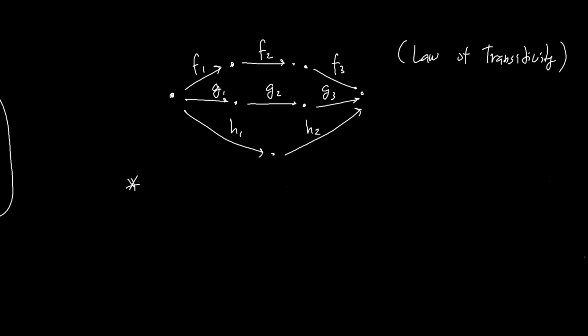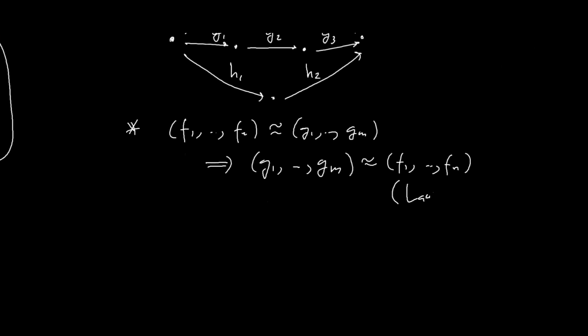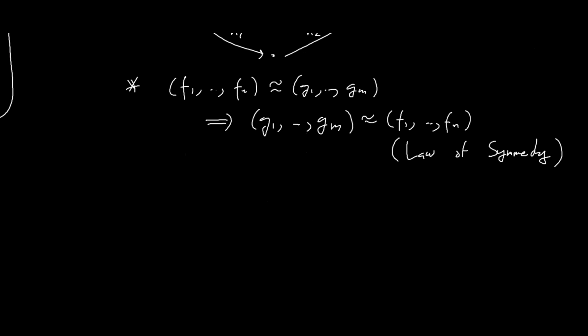Then we have the law of symmetry, where if one path is equivalent to another one, then we also want the backwards relation. We can also say that the other one is equivalent to the first one. And this is called the law of symmetry. I hope this is also quite natural, because when two things yield the same result, then it doesn't matter in which order I mention that they yield the same result, right?